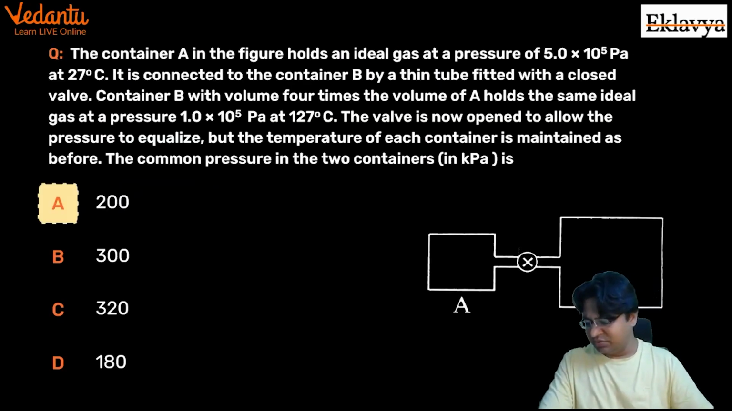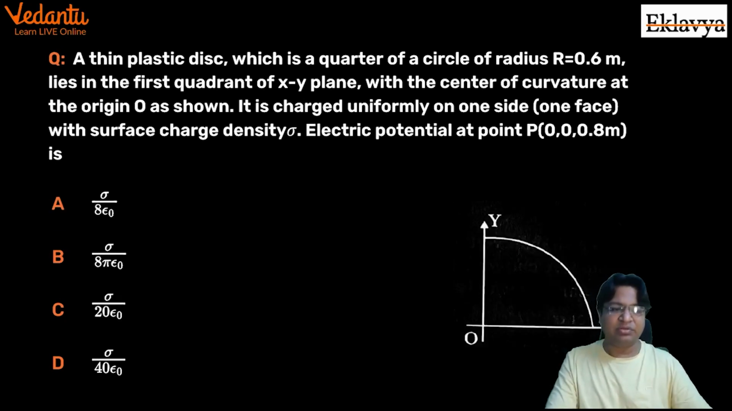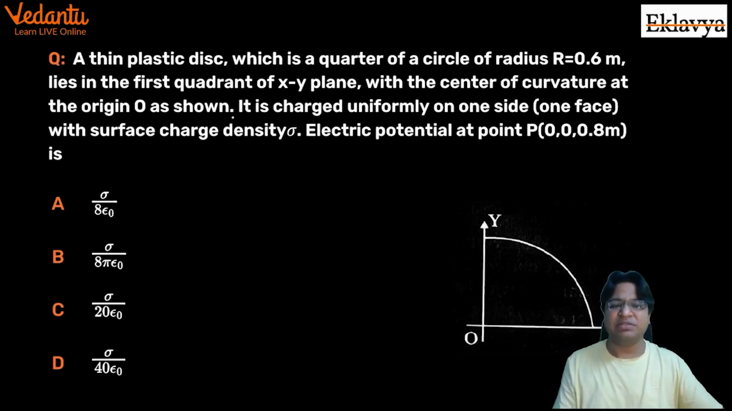All right. So that was question number 22. We next go to the next question. Now this question says that a thin plate is this, which is a quarter of a circle.